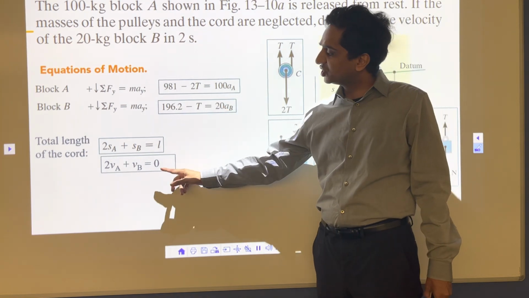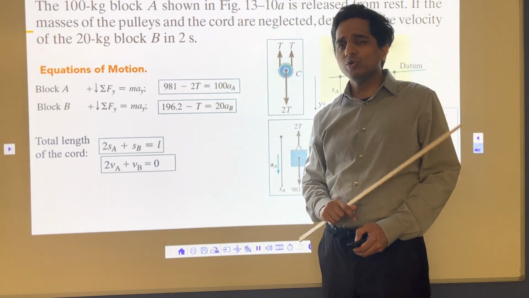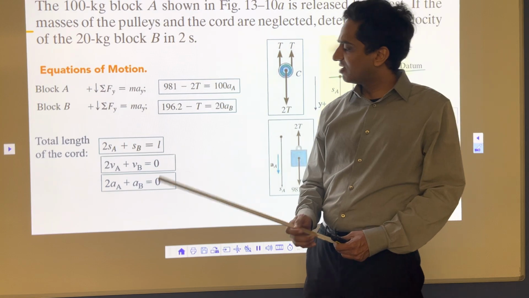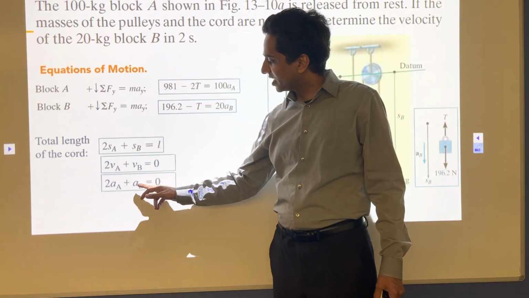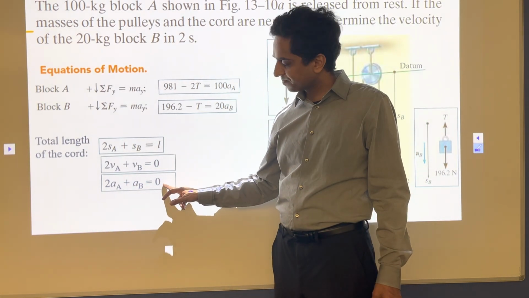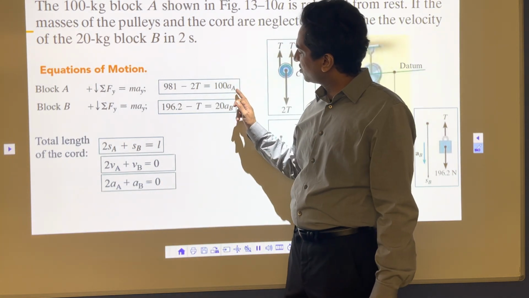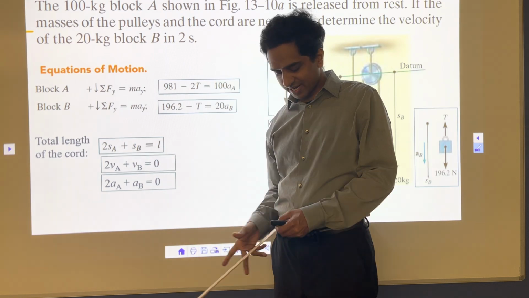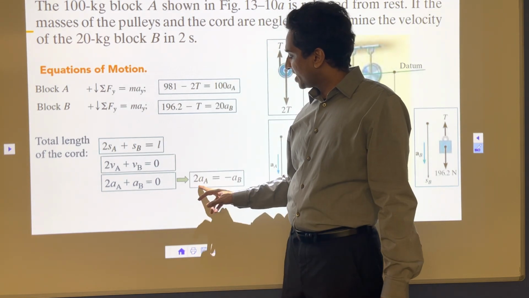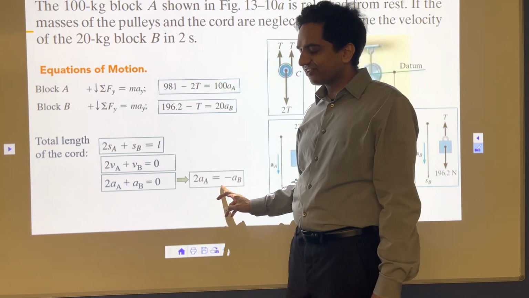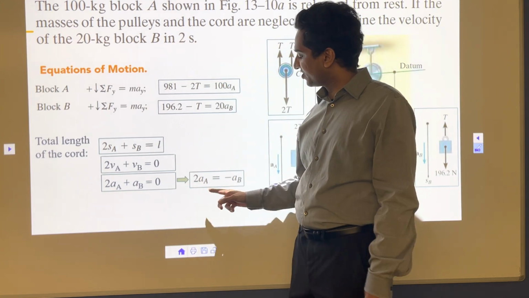So I'm going to differentiate this equation one more time, and now I'll get 2AA plus AB is equal to 0. So that's the relationship between acceleration of A and B I'm looking for. It means that I can say 2AA is equal to minus AB. The minus sign is because they have opposite direction. So 2AA is equal to minus AB.